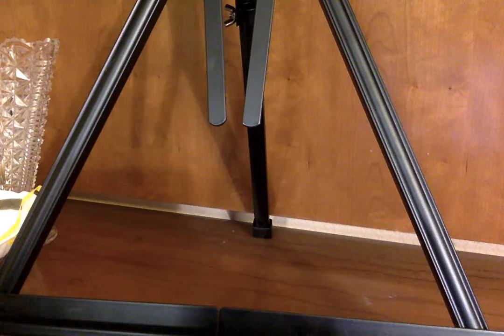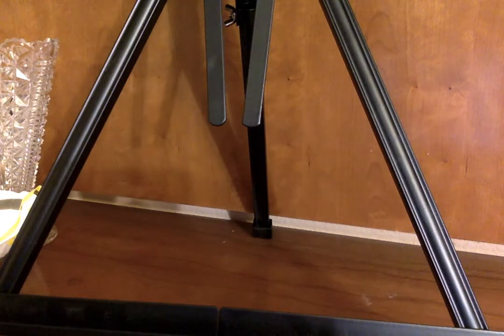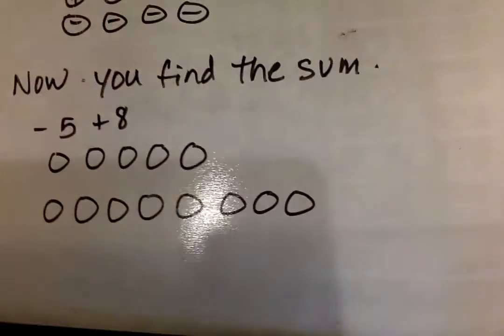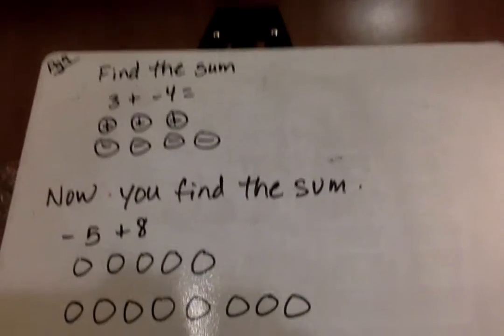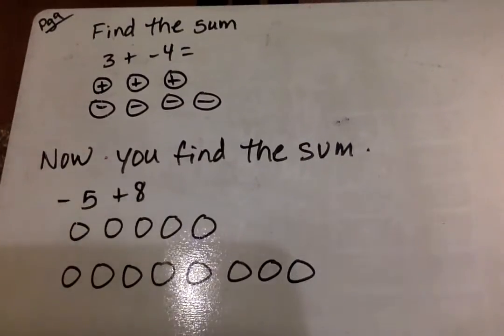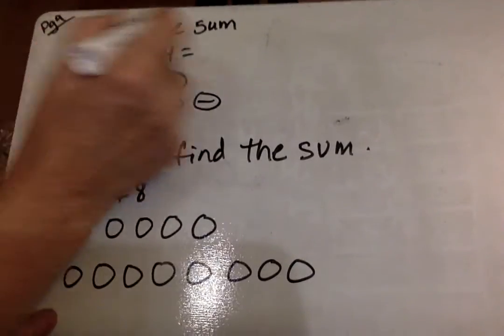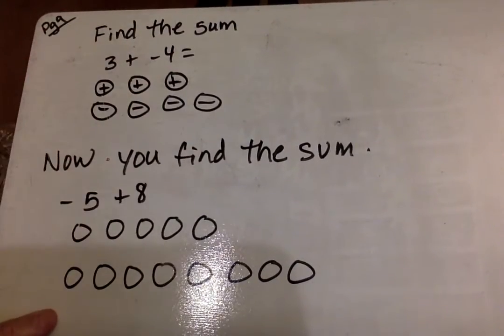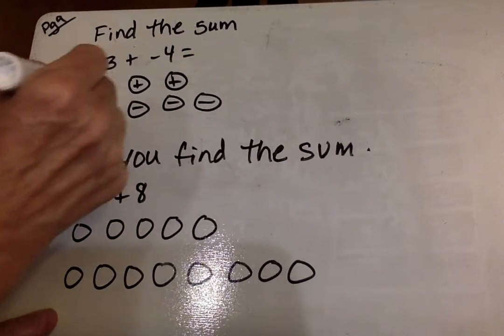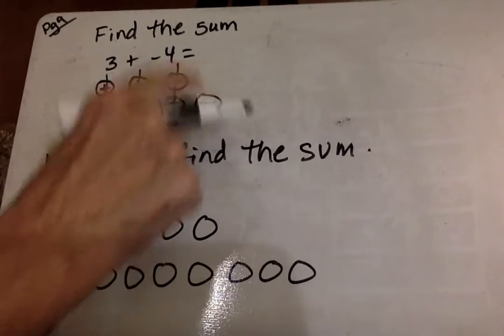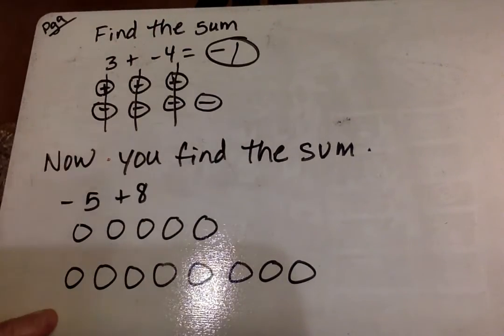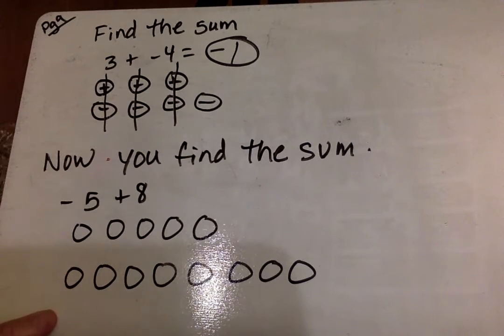Okay. Last one here. We're going to move on to the next page. And we're going to use chips instead of cubes. Okay. So we're going to find the sum. 3 plus negative 4. So this is lined up. And what I like to do is you just, for every plus and minus, it goes to 0. We're left with negative 1. See how easy that is? So fun.